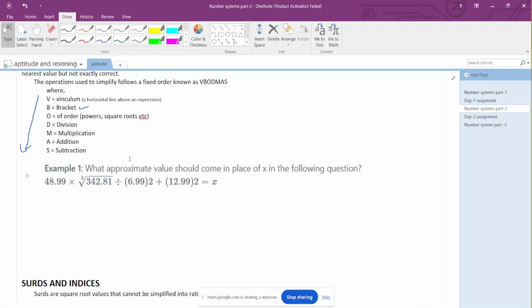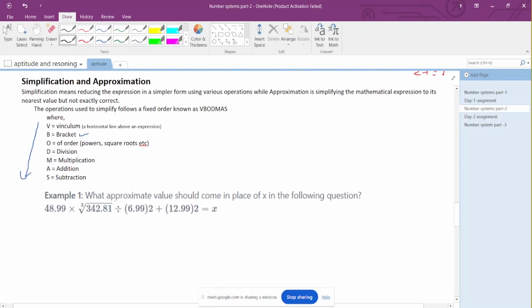So we know VBODMAS, we can directly solve that. But before that, we have to read the question properly. First of all, see here they mentioned approximate, right? So we can't reduce this kind of expression directly, since it is in decimal format, which is kind of difficult. But in this question, they gave a hint called approximate. So we can write these values to the nearest value.